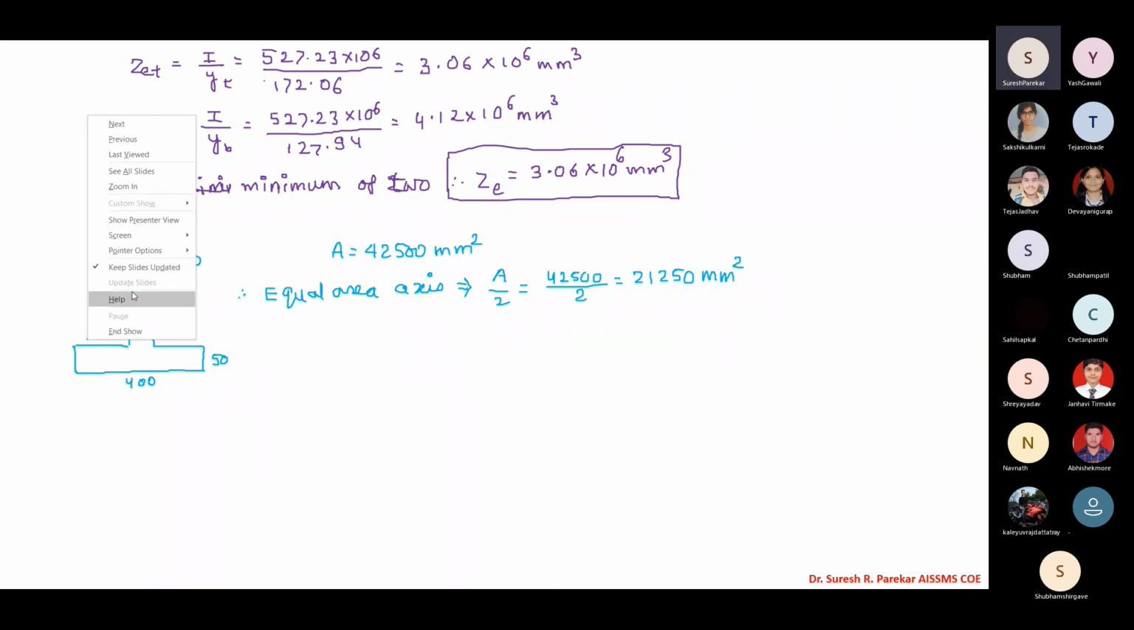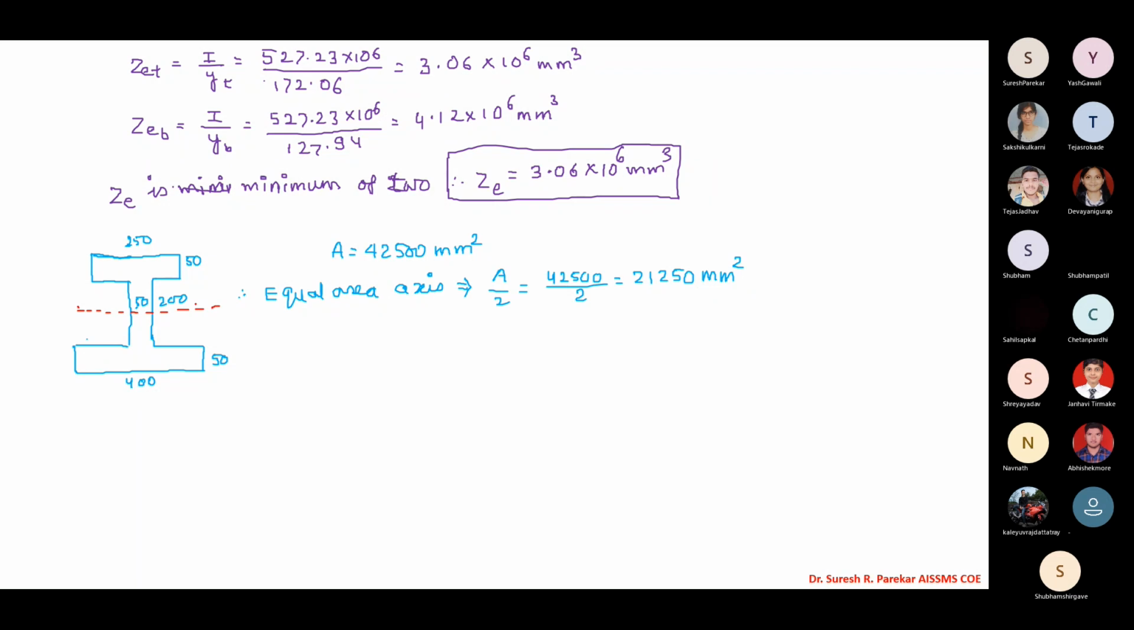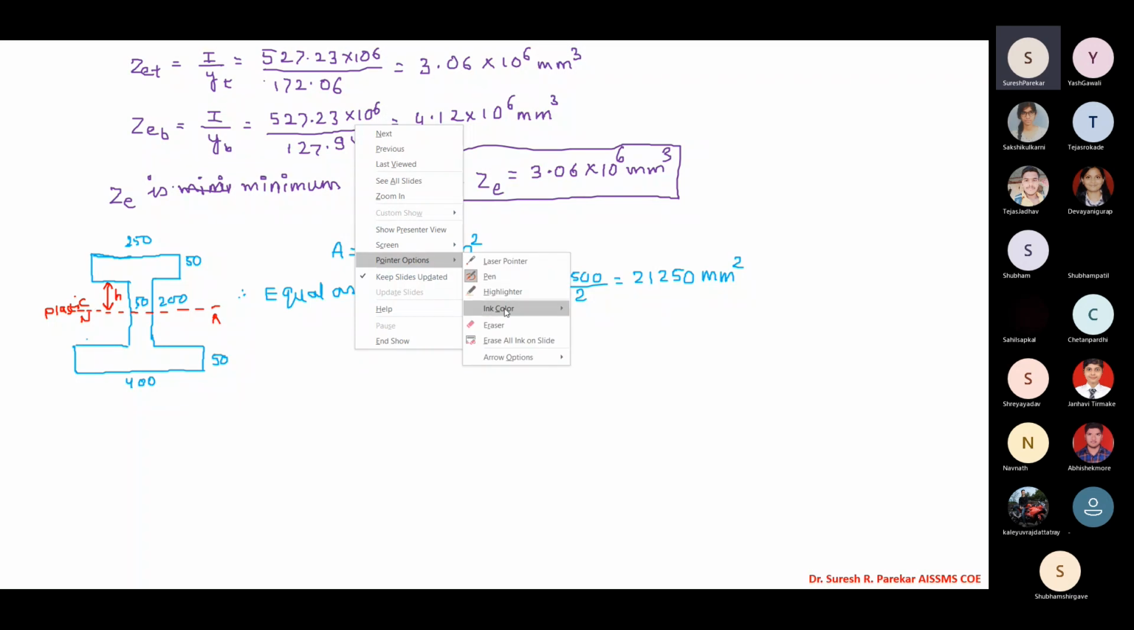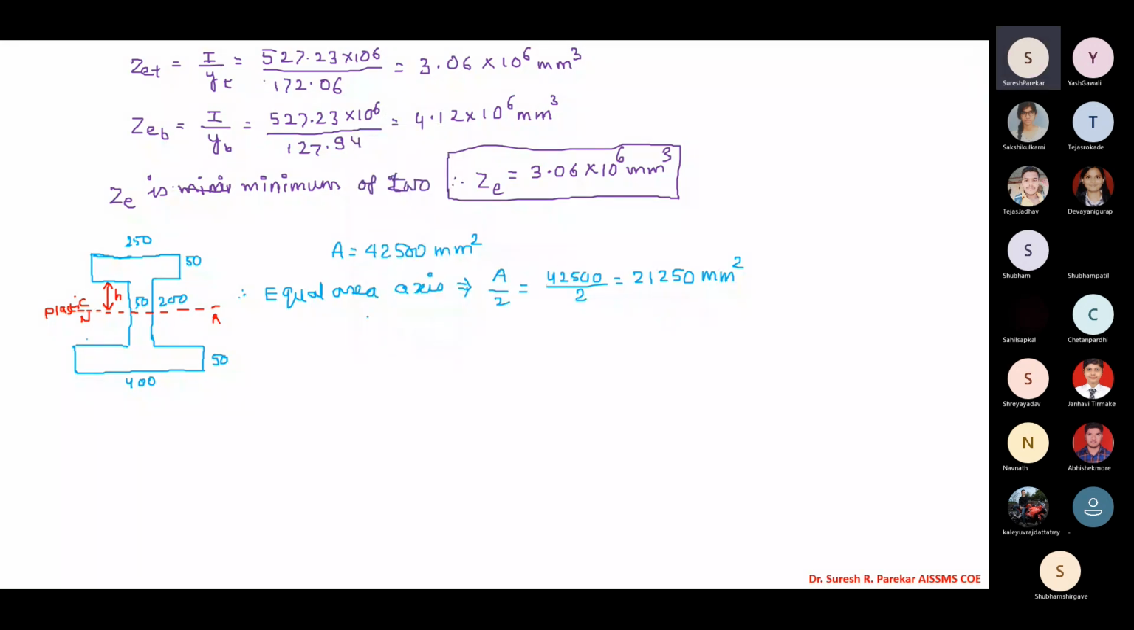So it is obvious it will be in web. So I will mark here, let it will be somewhere here. Plastic neutral axis. Now let this be H, and then we will find this value of H. So we have A by 2 is equal to 21250 equal to first area.